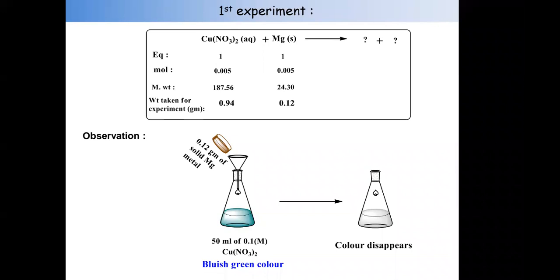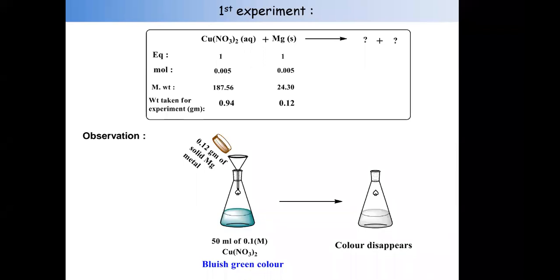So 0.12 gram we have to weigh with the help of watch glass, digital balance, and spatula, and that we have to add very carefully with the help of a funnel to the flask containing copper nitrate, which is initially bluish green in color. As soon as we add this magnesium, we will observe a very nice observation. The color will totally disappear. It was bluish green, it is now colorless, totally colorless. So this is the observation of our first experiment.